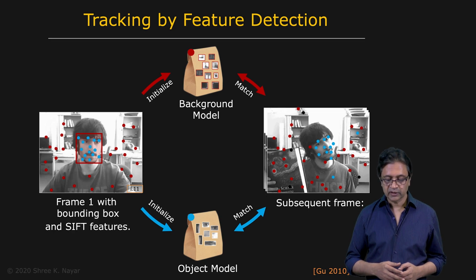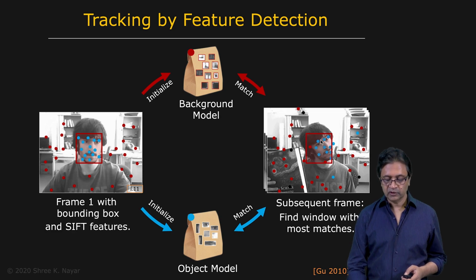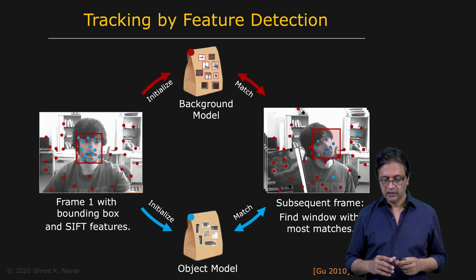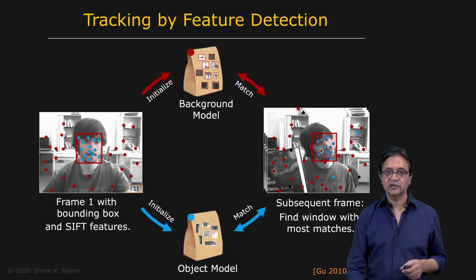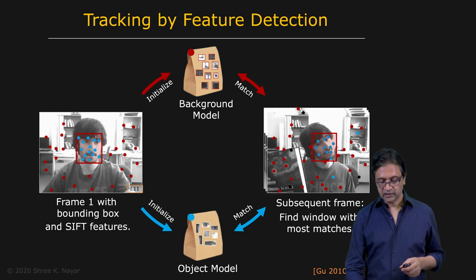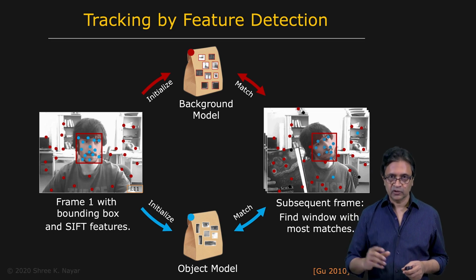So now what we do is we take this window right here and we place it on this image, but we are going to distort this window, that is, change its position and shape so as to grab as many object features as possible. So we want to find the window for which you have a large number of object features inside of it and a small number of background features inside of it. So that becomes the new position of the object.